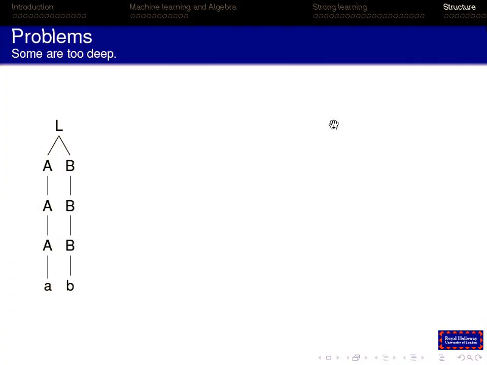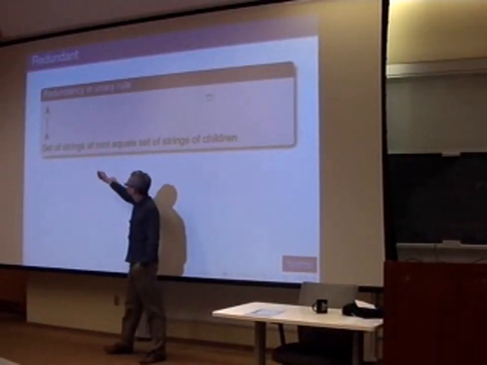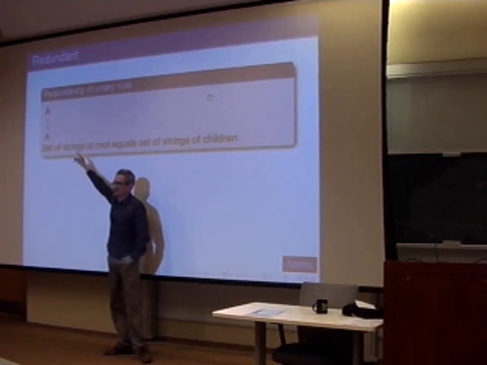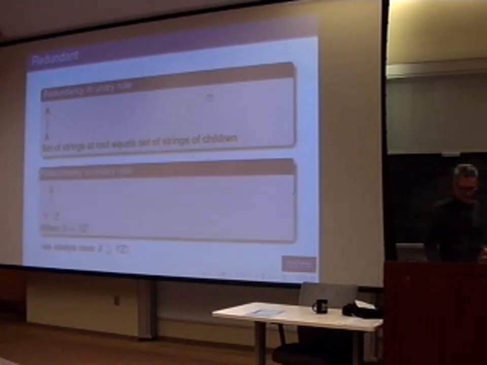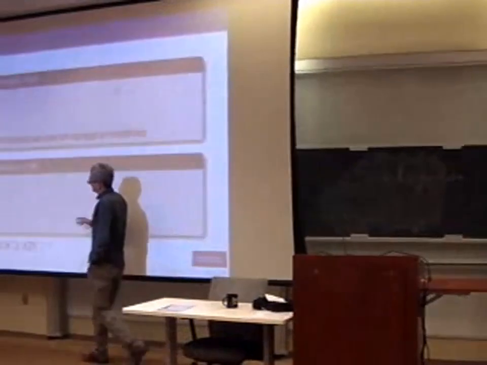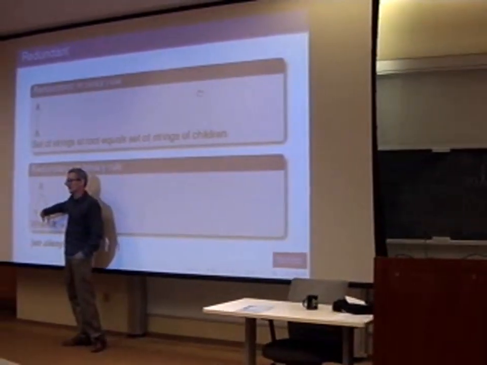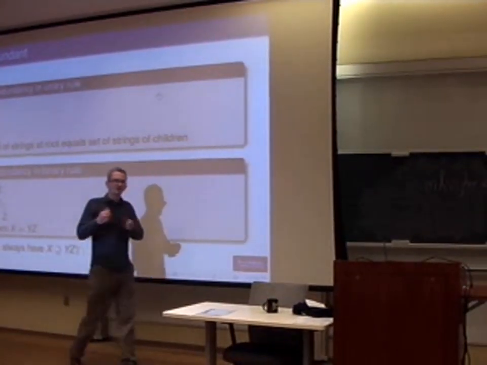Now, if we think about this kind of situation here, it's clearly redundant, right? If we have a local tree that looks like this, this doesn't really contribute anything, because the set of strings at the father of this is exactly equal to the set of strings at the child. This is redundant. We can also have exactly the same type of redundancy in a binary rule. In a binary rule, we'll always have that this set X contains the concatenation of Y and Z. But if X is exactly equal to Y and Z, in a sense, this is also redundant.